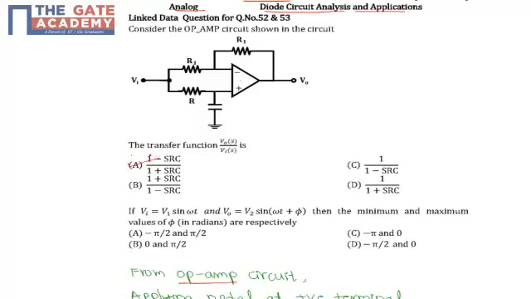From this question, we learned how to apply nodal analysis at the positive terminal and the negative terminal. We found the transfer function, that is V0 divided by Vi, for the given op-amp circuit. Thank you.